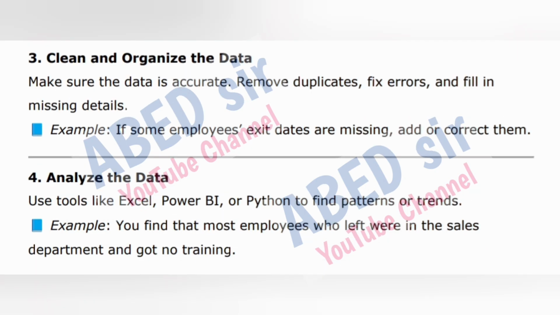3. Clean and organize the data. Make sure the data is accurate. Remove duplicates, fix errors, and fill in missing details. Example, if some employees' exit dates are missing, add or correct them. 4. Analyze the data. Use tools like Excel, Power BI, or Python to find patterns or trends. Example, you find that most employees who left were in the sales department and got no training.